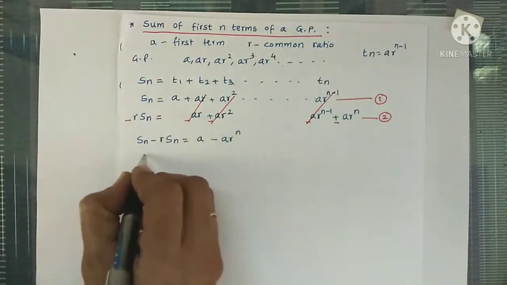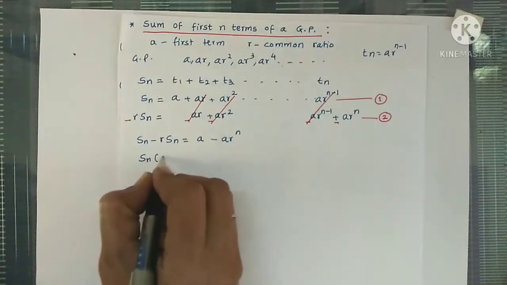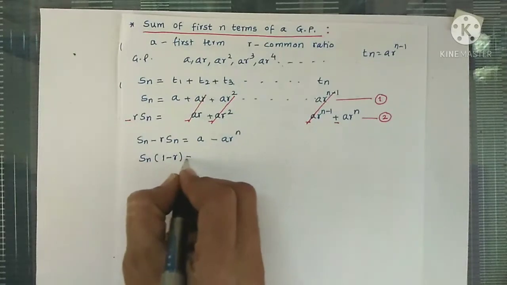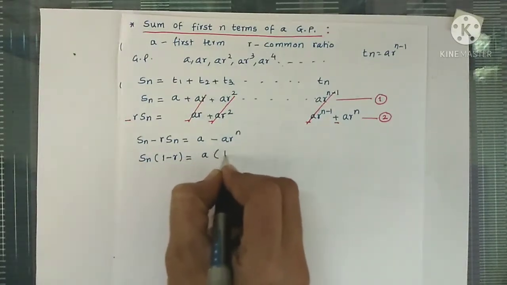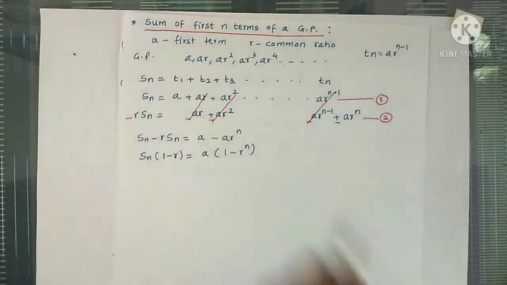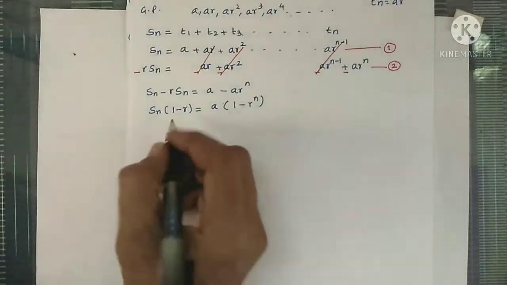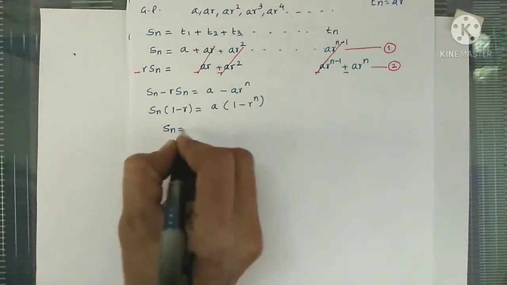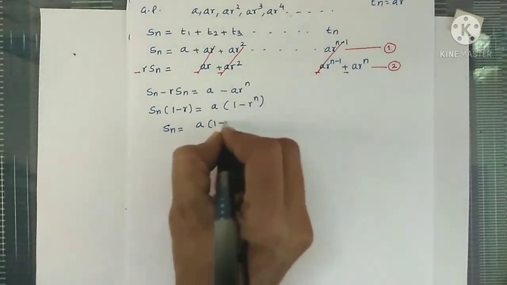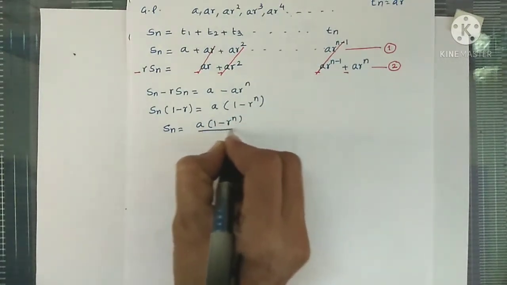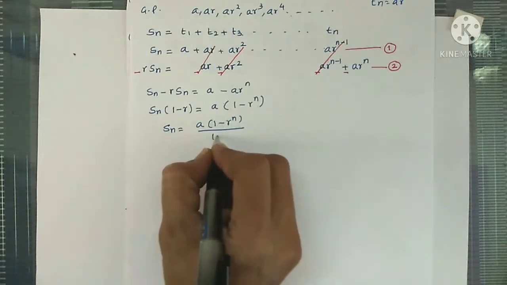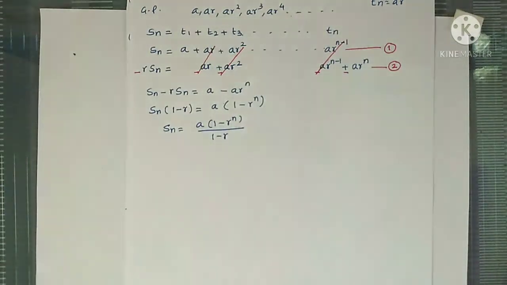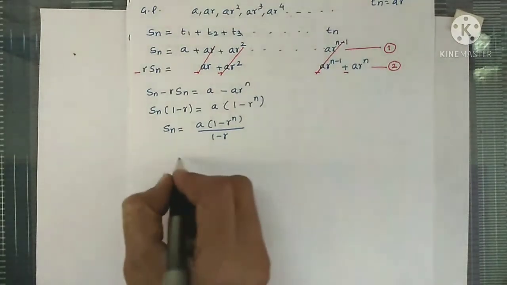From the left hand side we can take Sn common, so it is Sn into 1 minus R. Take A common from these terms, so this is 1 minus R raised to n. Now we have the formula for Sn: A into 1 minus R raised to n. Now to get Sn we have to divide by 1 minus R. So the only condition is R should not be 1. If R equals 1, the denominator becomes 0. So this is the formula for Sn.